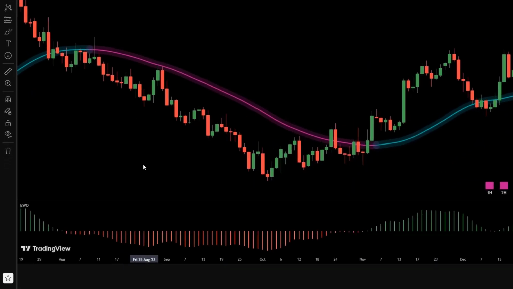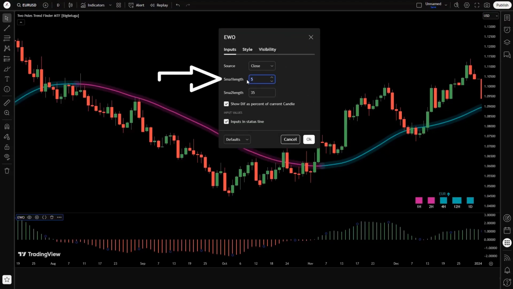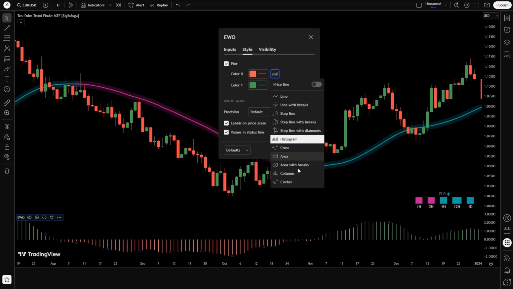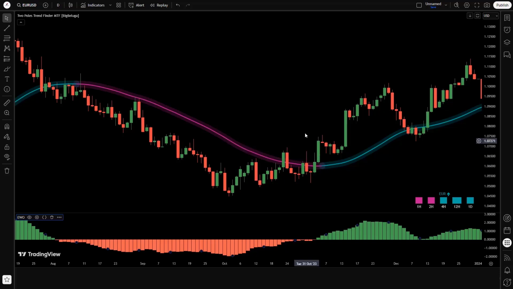Now click on the settings icon of the Elliott Wave Oscillator indicator. SMA1 length has to be changed from 5 to 6. SMA2 length has to be changed from 35 to 36. Tap on Style. Here this setting has to be changed. Now everything is correct. Now click on OK.